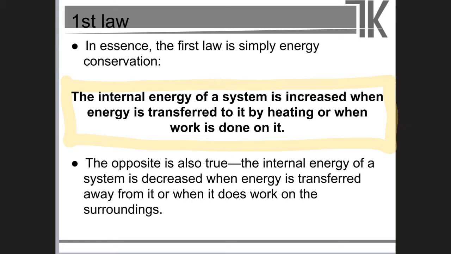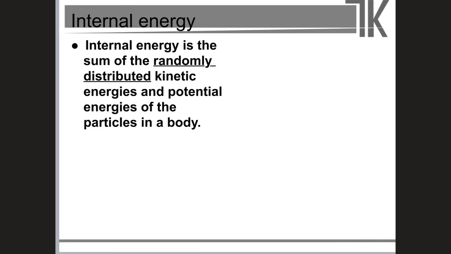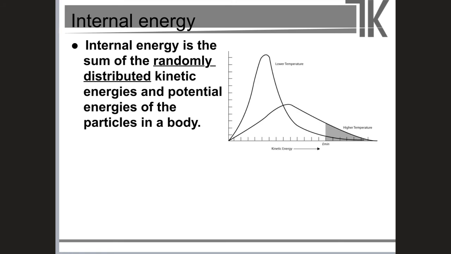Before we take a look at that, what is this term, internal energy? What does that mean? Internal energy is the sum of the randomly distributed kinetic energies and potential energies of the particles in a body. Now, on its own, that sounds quite weird. You might have seen a graph that looks sort of like this, depending on which exam board you did at GCSE. And this just shows us the number of particles with a particular kinetic energy.